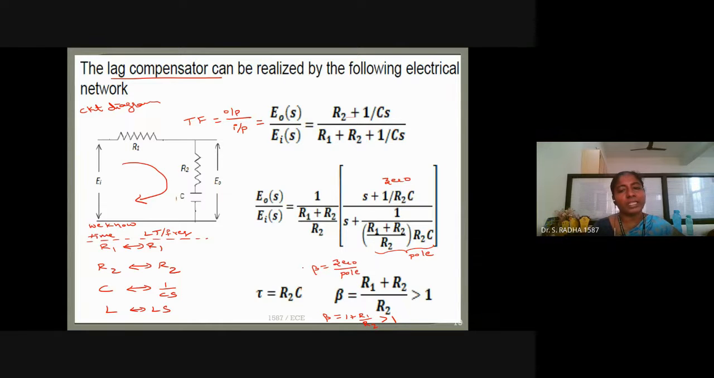In the numerator, this is of the form S plus 1 by tau. The denominator is of the form S plus 1 by beta tau. This is also the transfer function. You can tally the numerator and see that the tau value comes as R2 into C. This is about the lag compensator.